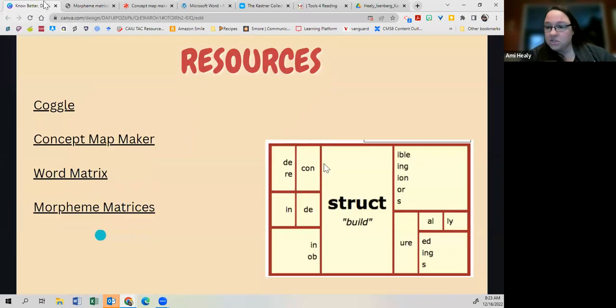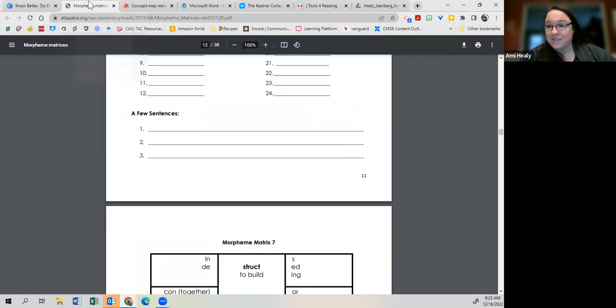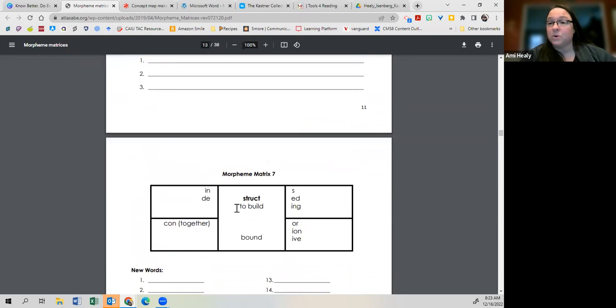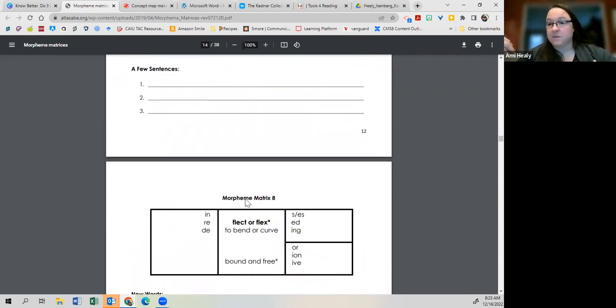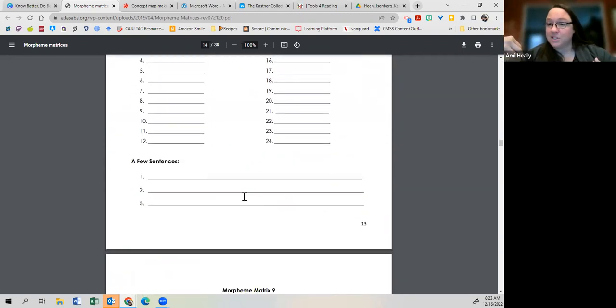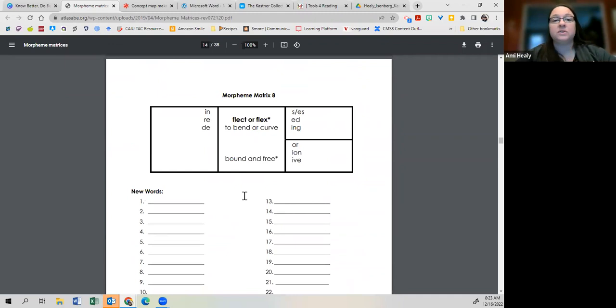So these matrices can be activities that kids do, but they can also turn into word walls. I've seen in many classrooms that they make these into posters and hang them in the classroom. Essentially that one poster, the one you see here with Flecht, creates all these vocabulary words. So that can become a vocabulary or morphology type word wall.